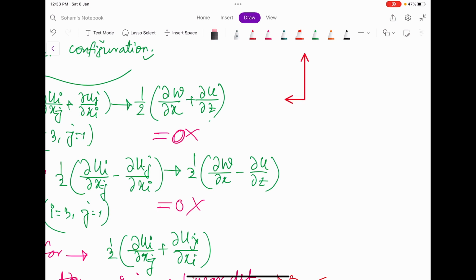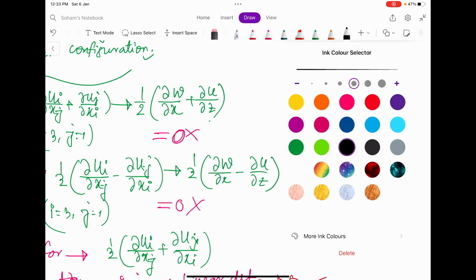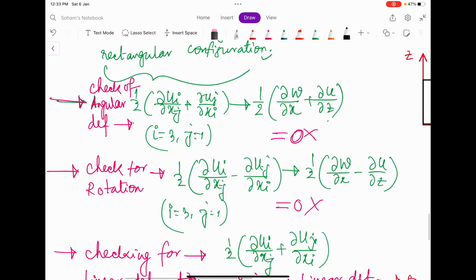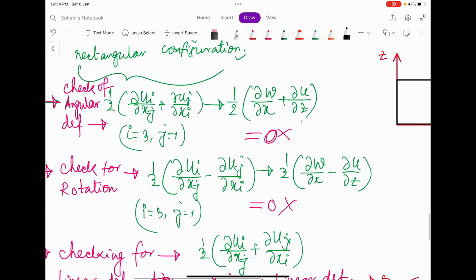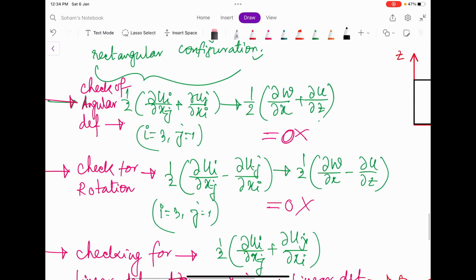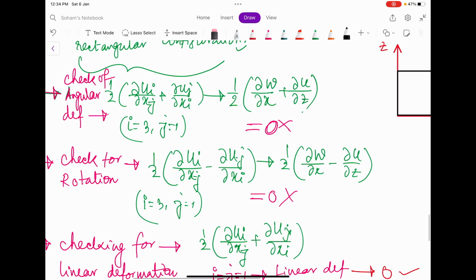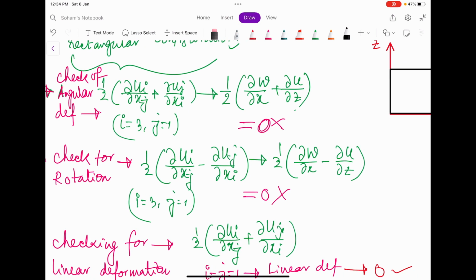Okay, now you have told that the initial configuration is rectangular. So now first draw the zx plane. So this is x and this is z. The initial configuration is something like this. Now the modified configuration, so let us take some cases, and your task will be to draw the other cases. So if the angular deformation is not 0, but the rotation is 0.